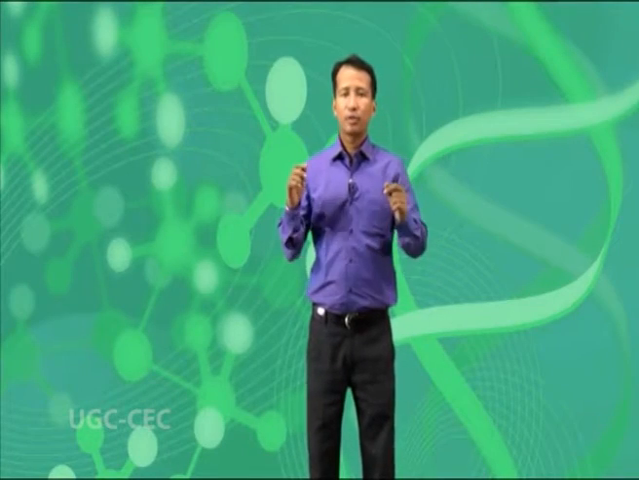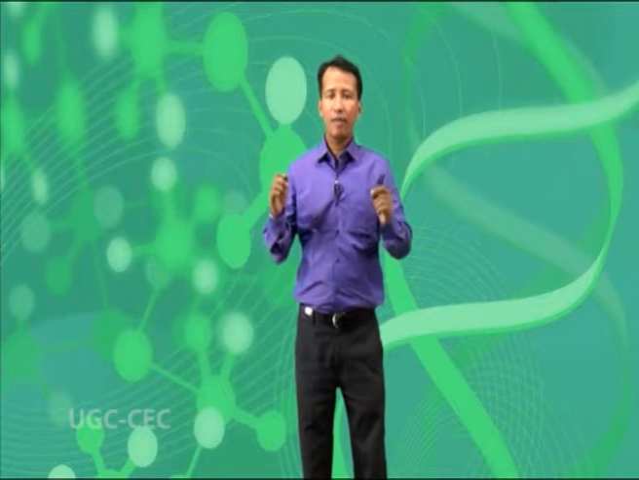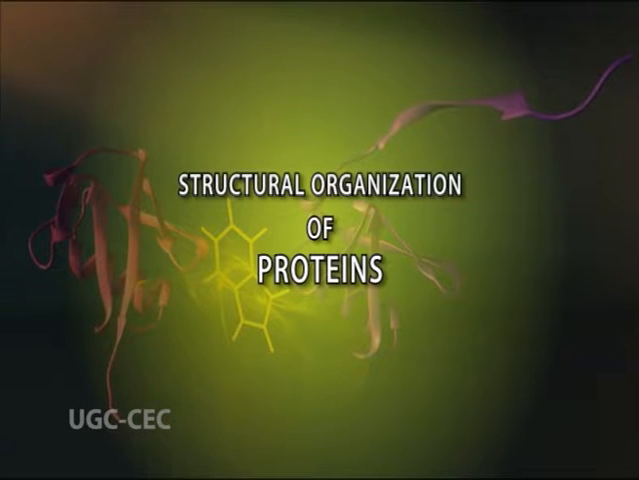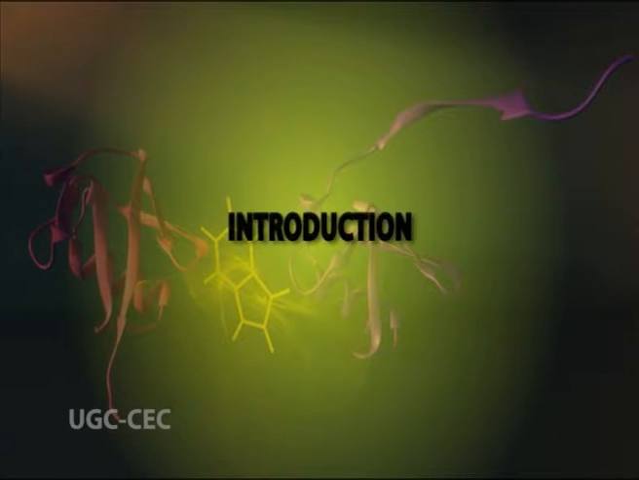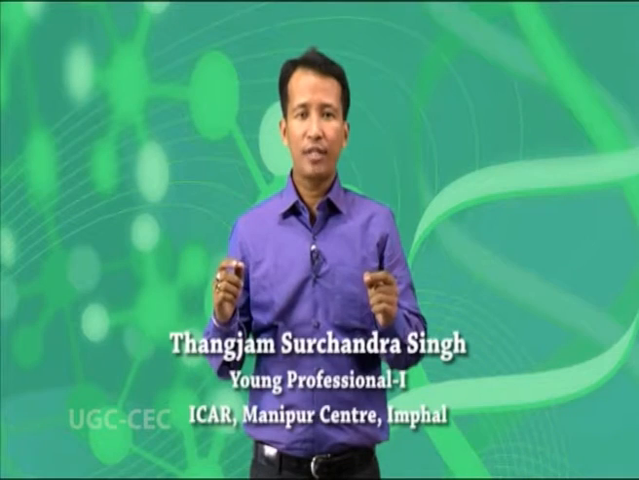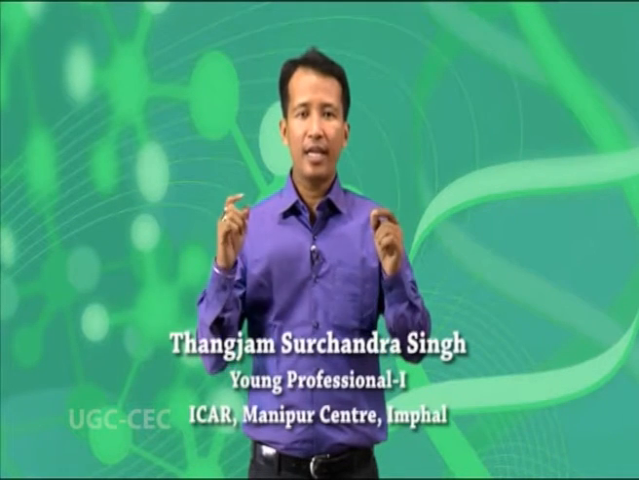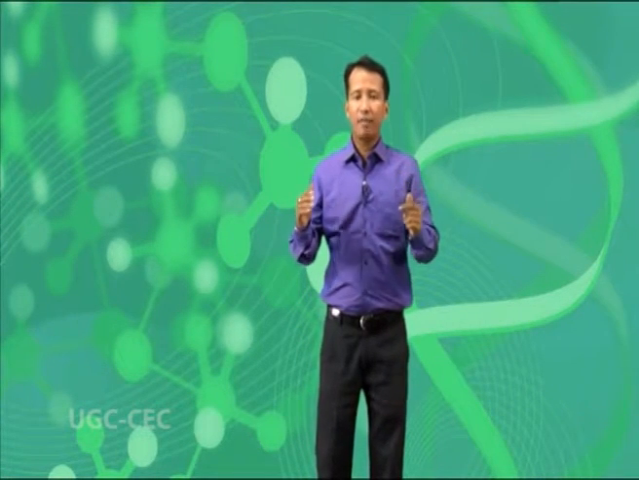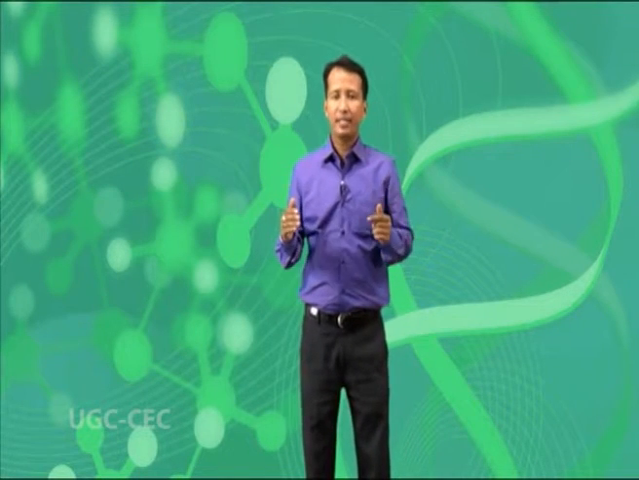Dear students, today let us discuss the levels of structural organization in proteins. The spatial arrangement of atoms in a protein is called its conformation. The possible conformations of a protein include any structural state without breaking covalent bonds. A change in conformation could occur by rotation about a single bond in the polypeptide chain.